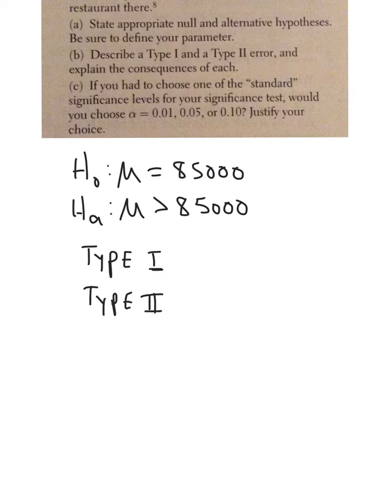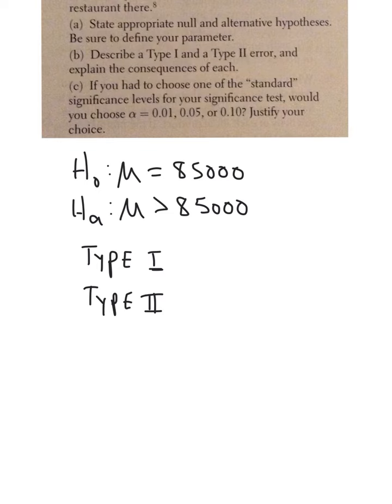Now the type 2 is when you fail to reject the null hypothesis, even though this is not true. Okay, so that's a mistake. We think it's 85,000, but it's actually not 85,000. That's a type 2 error. Now let's think about the consequences of each type of error. Type 1, we reject the null hypothesis in favor of the alternative hypothesis, but it's a mistake. So what happens is we open the restaurant and people are not really making 85,000, so they can't afford our restaurant. We're probably going to go out of business or have to alter our menu severely.